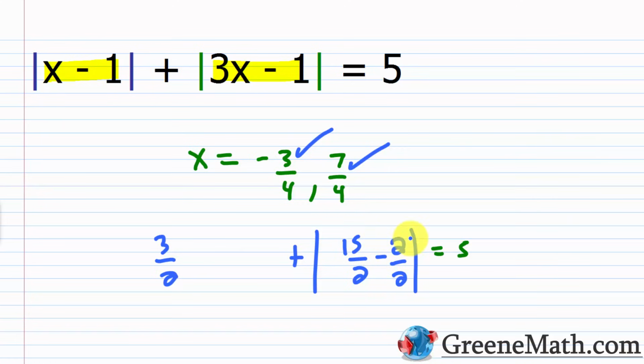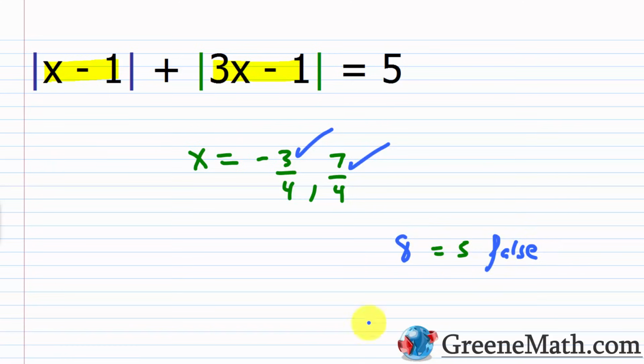15 minus 2 is 13, so you'd have 13 halves. Absolute value of 13 halves is 13 halves. So in this case, you get 3 plus 13, which is 16. And so you'd have 16 over 2, which is 8. So you get 8 equals 5, which is false. Okay, that's false. So that solution where x equals 5 halves, again, you've got to reject this. This does not work. Okay, and we found that because it wasn't in the interval, we knew it wasn't going to work.